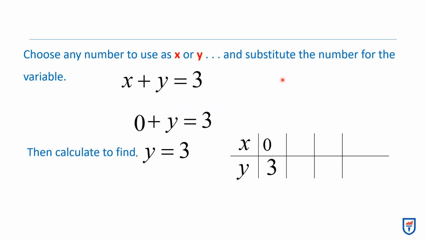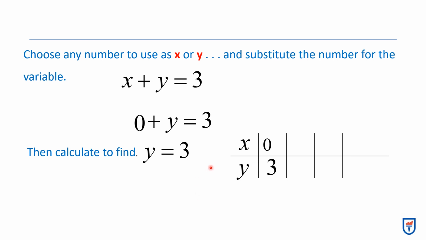To solve this equation, we can start by finding the y-intercept. The y-intercept is where the graph crosses the y-axis, when x equals 0. So we substitute the value x equals 0 in our equation, then we solve for y. When we substitute 0, we have 0 plus y equals 3, and then we have the value of y as 3. So now we've got one of our coordinates, which is (0, 3).